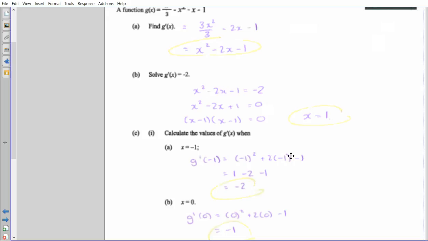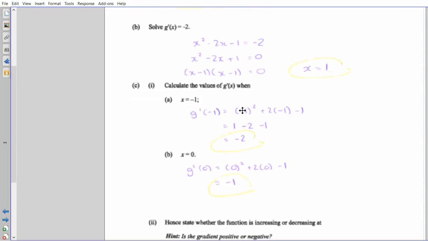So here's the gradient function here, but with the x replaced with negative 1 in brackets. I can go into the calculator just like that, and you can go straight from this. You need to show this step, and you can go straight to the answer if you want, or you could try to work something out in the middle. I tend to enter it straight into the calculator like this these days and just work out the answer, but make sure you show that step.